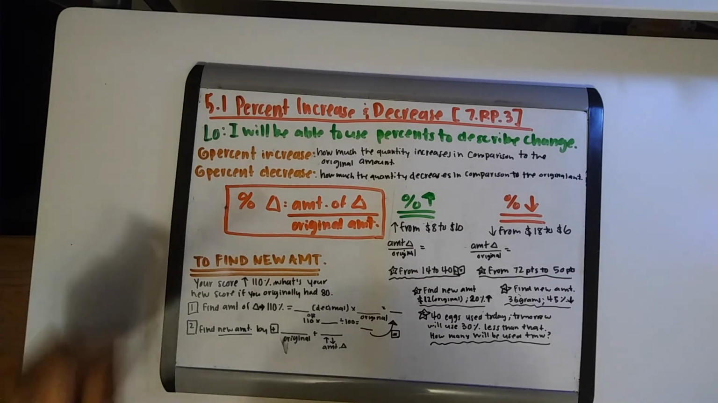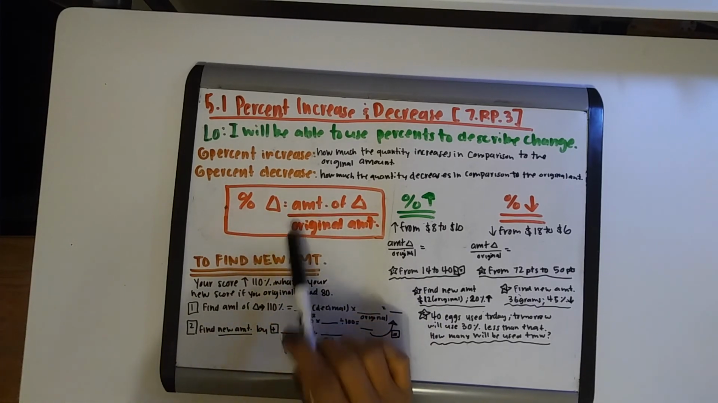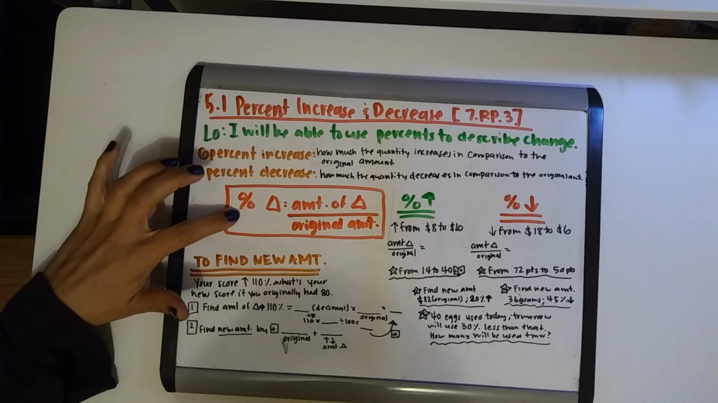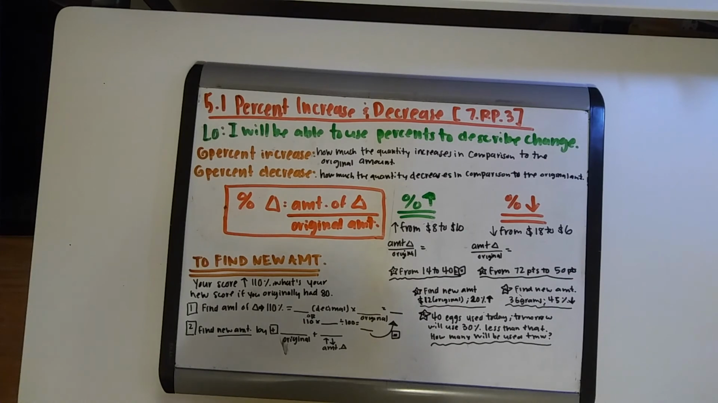This is super important for you to remember. So percent change, remember the delta means change. So percent change equals amount of change over the original amount. You need to know this to be able to do all of this work. If you know how to set it up, then you'll be fine. Okay, so let's start some practice.